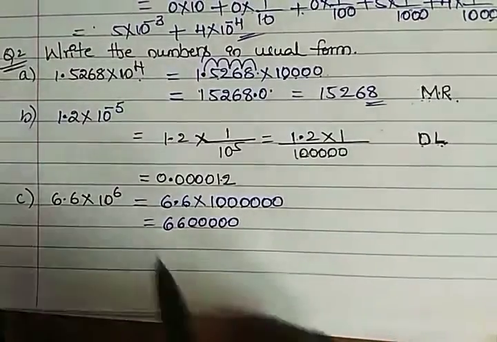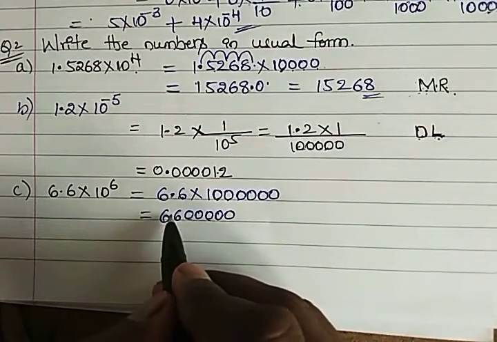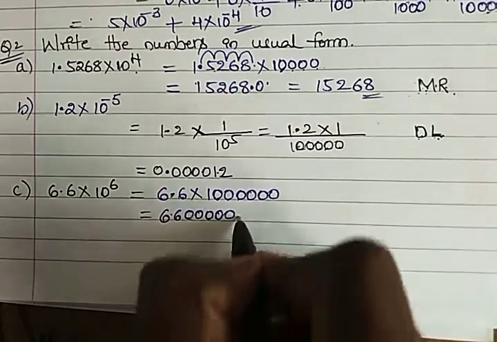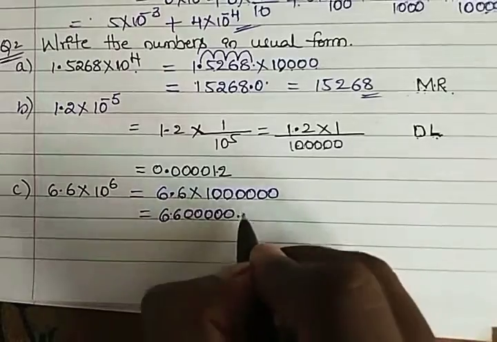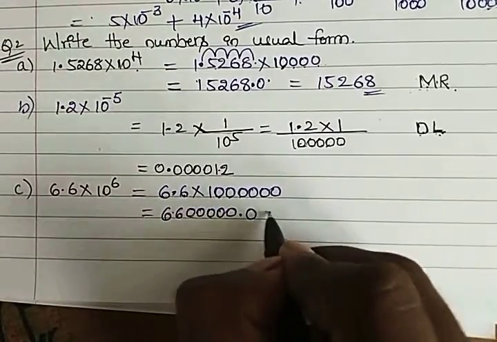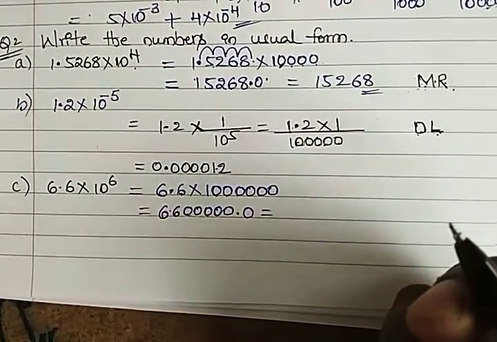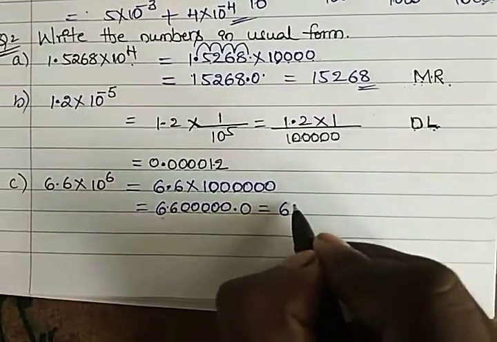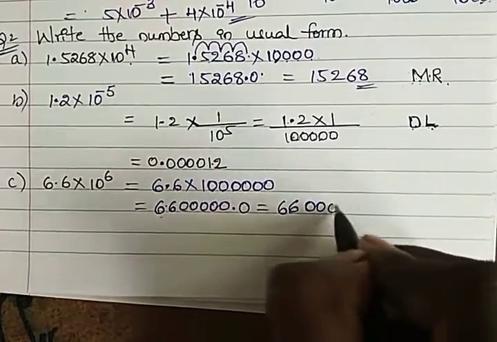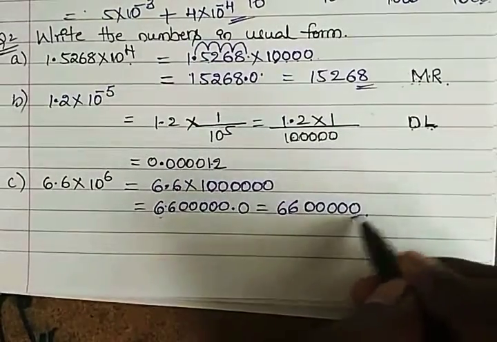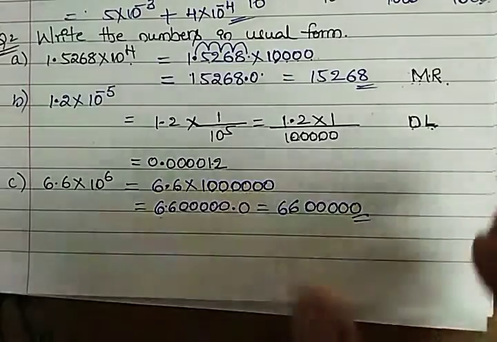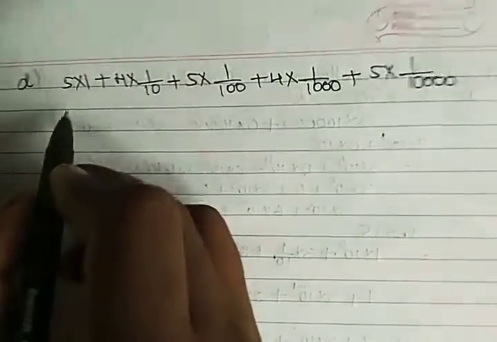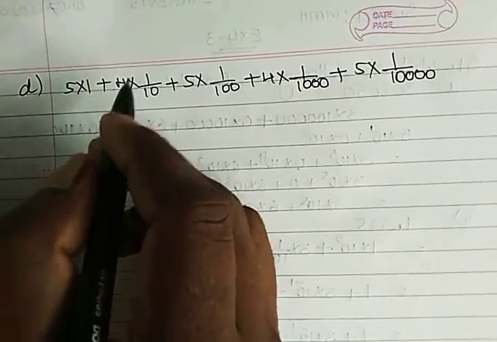Now the decimal point which was here is shifting towards the right side. 1, 2, 3, 4, 5, 6. It comes here. If there is nothing after the decimal point, we can write 0, but writing 0 after the decimal point has no meaning, so we can remove it and simply write till here: 66,00,000. This is the answer for question number C of 2. And we have one more left, D, from question number 2.